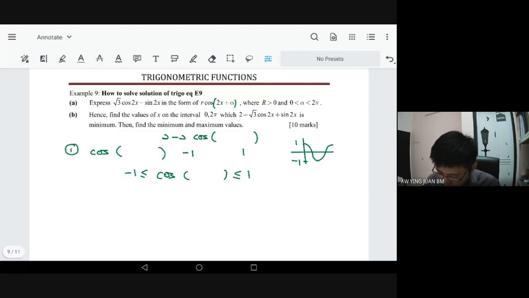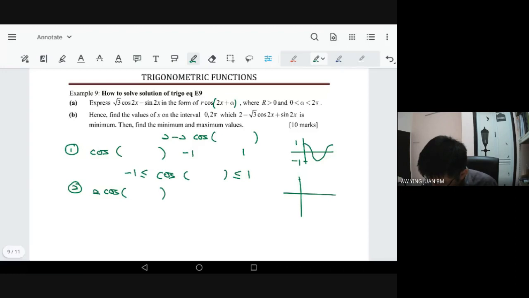Next, what we have to do is to multiply the situation. Meaning that in here we have number 2, 2 cos bracket. So your graph will become something like this. Understand not? You multiply with the 2. So now your maximum value is 2. Your minimum value is negative 2. So here we have negative 2.